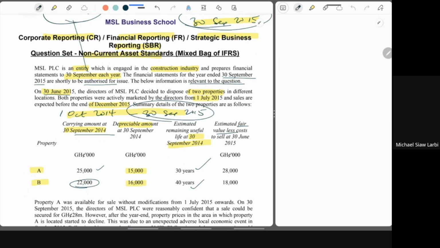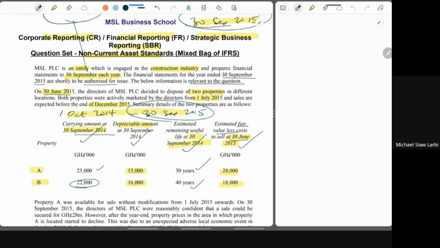You can see the dates are important. We have information at September 14, September 14 again, September 14 again, but this time June 15, June 2015. So estimated fair value less cost to sell at June 30th, 2015 is 28 million for property A and 18 million for property B, right? So why do we need to have information at 30th June?